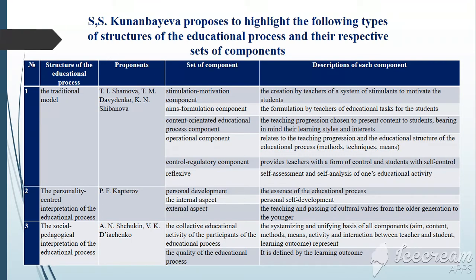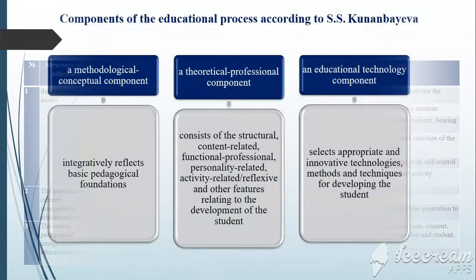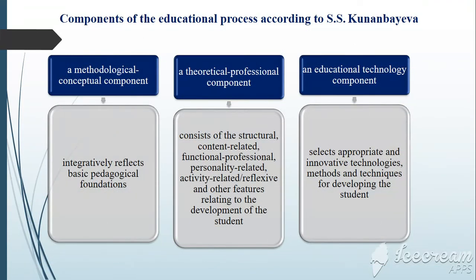So the structures of the educational process are divided into three types. They are traditional, model, personality-centered interpretation of the educational process, and social pedagogical interpretation of the educational process. Also here you can see the set of components of each model and description of each component. Components of the educational process according to Salima Sagievna Kunanbaeva.